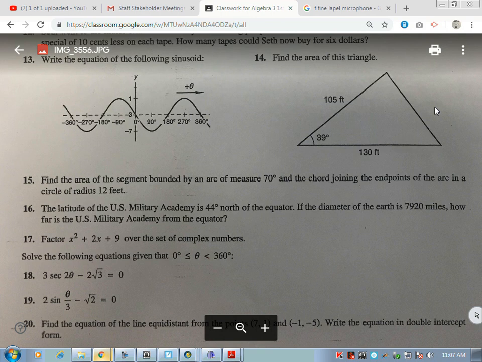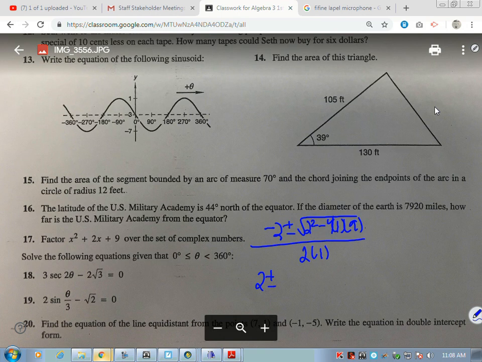I have questions. Factor x squared plus 2x plus 9 over the set of complex numbers. Okay. So, yeah, this is going to end up being with the quadratic. So, over a set of complex numbers, essentially what we're going to end up doing here is doing -2 plus or minus the square root of 2 squared minus, yeah, because it's complex, 4 times 1 times 9 over 2 times 1.